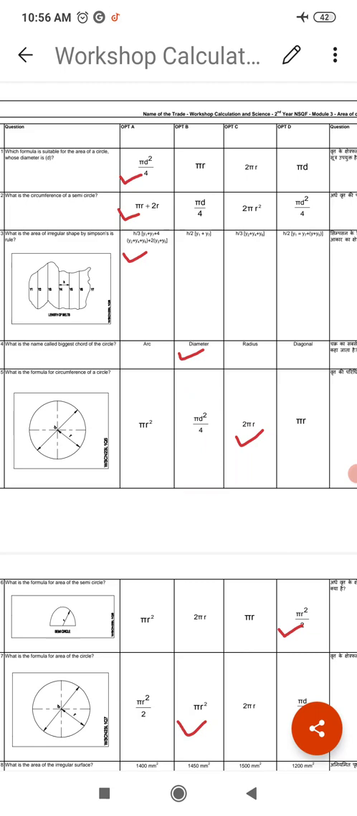Its answer A. What is the name called for the biggest chord of the circle? Its answer is diameter. Next, what is the formula for circumference of a circle? Its answer is 2 pi r. Option C.